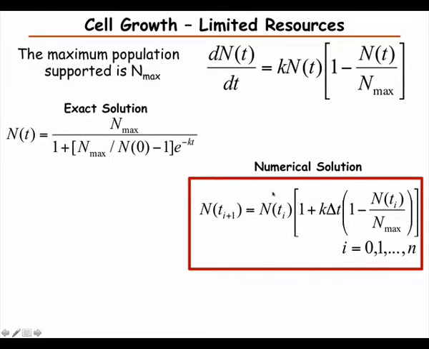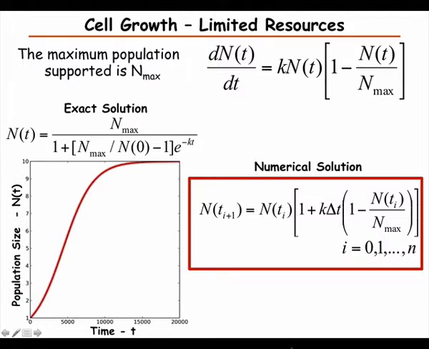We start with a certain number of cells, and then calculate what the cells are at the next time point with a slightly more complex expression this time. Now we get a curve that initially grows fast, but then saturates. And again, we get the same solution with the numerical and the exact solution.